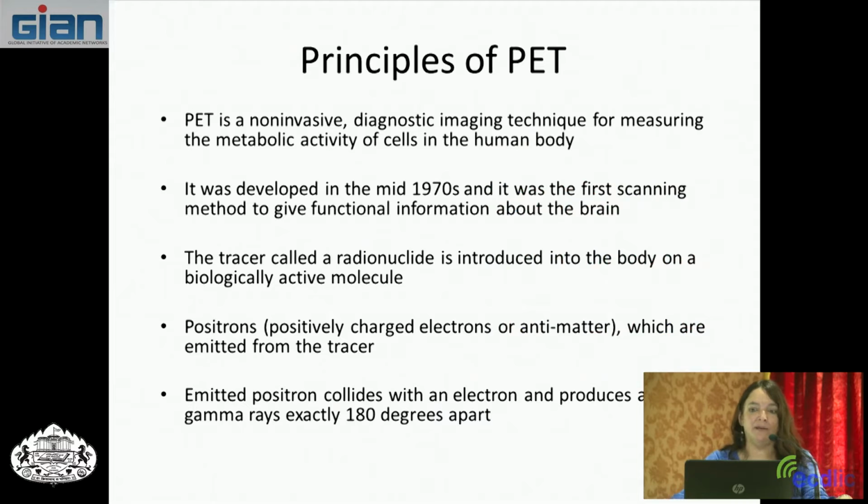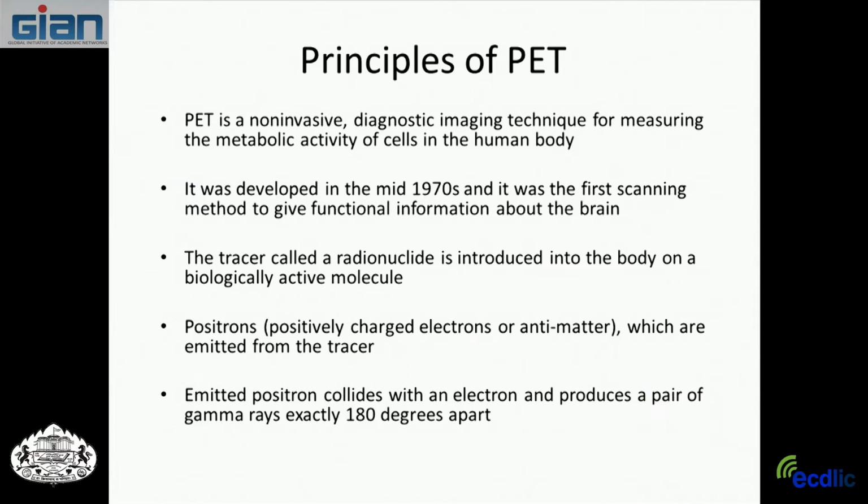Then we talked about PET imaging. This, again, is a non-invasive diagnostic imaging technique, and it measures metabolic activity of the cells depending on what type of process you're looking at and depending on what kind of tracer you use. The tracer is called a radionucleotide, and this is introduced into the body on a biologically active molecule. So remember, we said PET was non-invasive, but non-invasive because we are using ionizing radiation. So we're injecting these positrons, which are positively charged electrons.